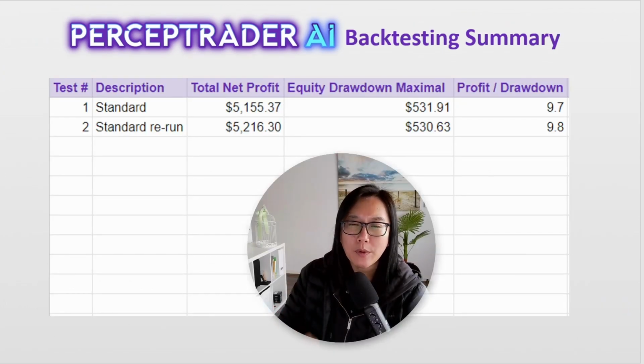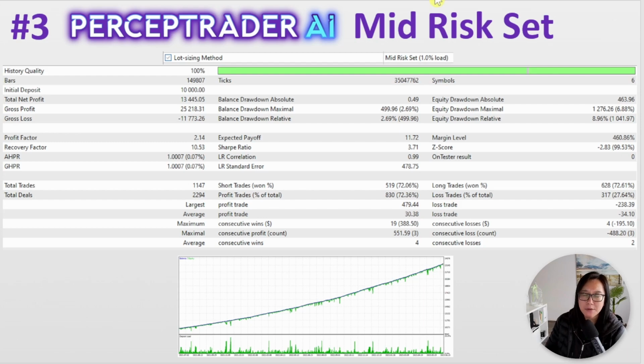And this is a summary of what we've got so far. 2 reruns of exactly the same settings, only small changes in the net profit and small changes in the overall maximum drawdown. In terms of the most important metric, the profit divided by the drawdown, much of a muchness, so about the same. Now we're testing the mid-risk settings where the lot is 1%, and you can see the total profit is at 13,000, so just over double the amount of profit you saw in the low risk settings. And from a drawdown perspective, we get the same ratio, just over double the drawdown that we saw.